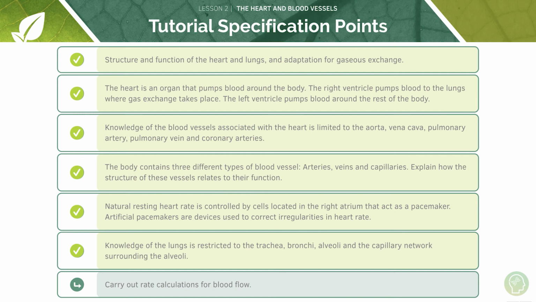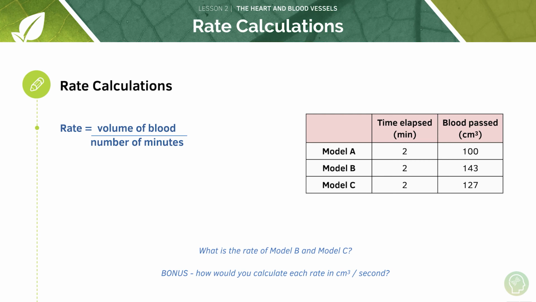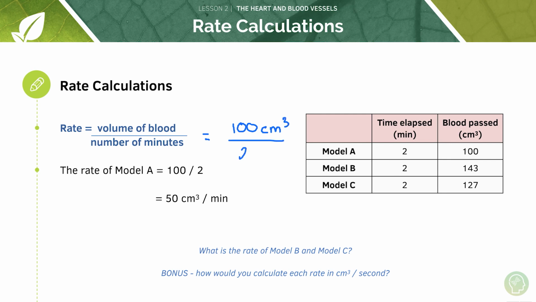And finally, we're going to have a look at some rate calculations for blood flow. So remember, a rate is always calculated by measuring the change in something over time. So here we're looking at the change in blood passing through a particular area over time. If we wanted to calculate the rate of model A, we would have to do the volume of blood, which is 100, always put your units in, centimetres cubed, over 2 minutes. And that's going to give you your answer of 50 centimetres cubed per minute.